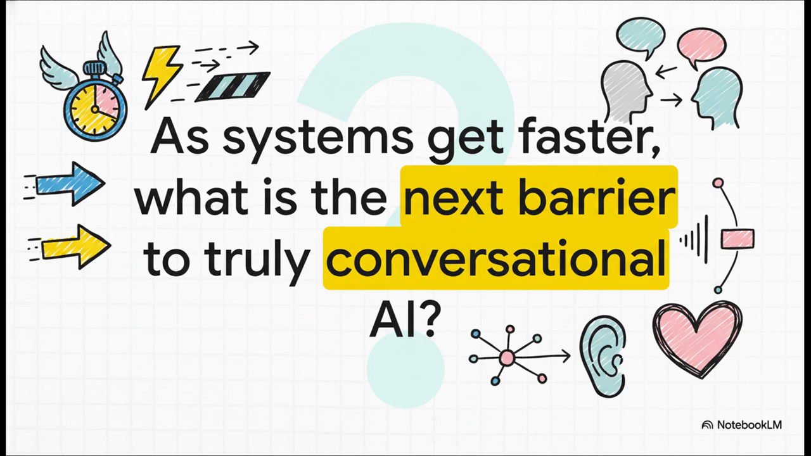And that kind of leaves us with one last thought. As we get better and better at closing this latency gap, as the technology to access everything becomes truly instant, what's next? If we completely solve the problem of speed, the next great barrier to making AI truly conversational, well, it might not be a technical problem at all. It might be something far more human.